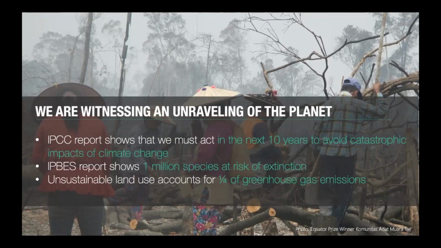The parallel report from the Intergovernmental Panel on Biodiversity and Ecosystem Services, released just last year, showed that we're seeing unparalleled declines in biodiversity, with over 1 million species at risk of extinction. These twin threats, loss of biodiversity and climate change, are some of the defining issues of our time, with cascading ripple effects, including what we're seeing all around us today with the current COVID-19 pandemic. So as we're confronted with these issues, how can we take tangible action?